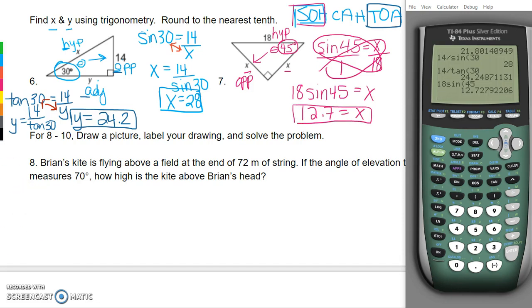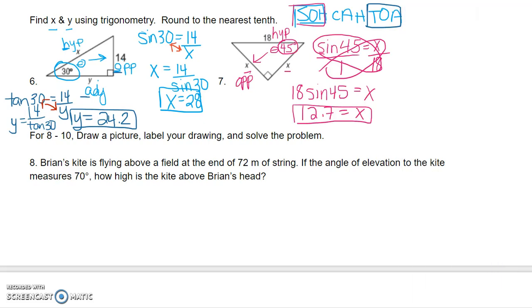Okay, number 8. Brian's kite is flying at the end of 72 meters of string. If the angle of elevation to the kite measures 70 degrees, how high is it above Brian's head? We do have to draw a picture. So here I have a kite. That kite string is 72 meters, and it makes a 70-degree angle with the ground. And I want to know how high it's flying. So I want to know this side.